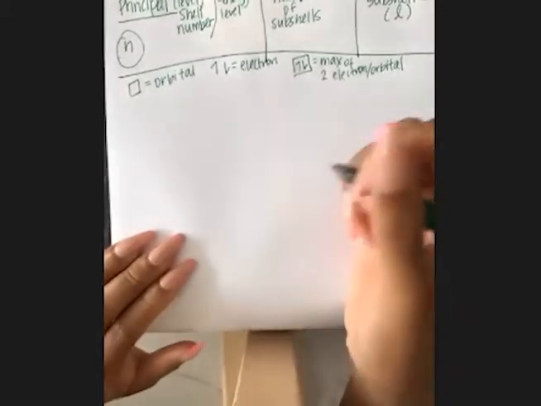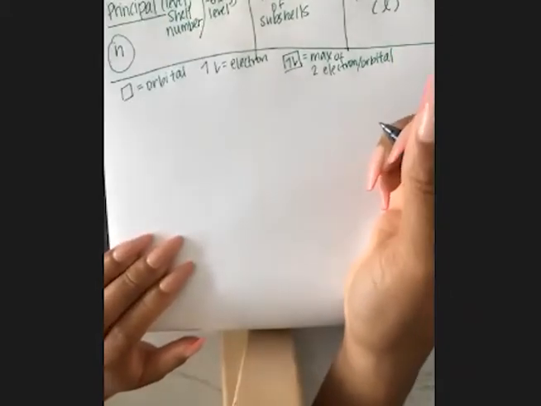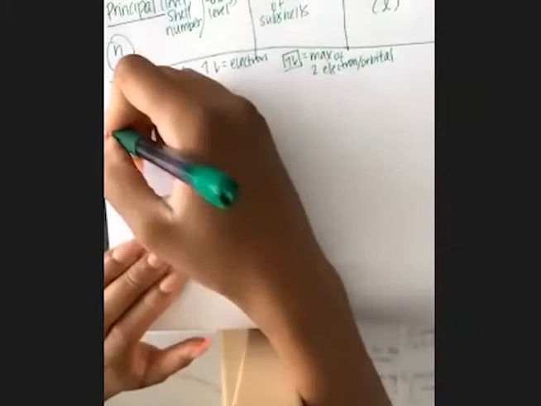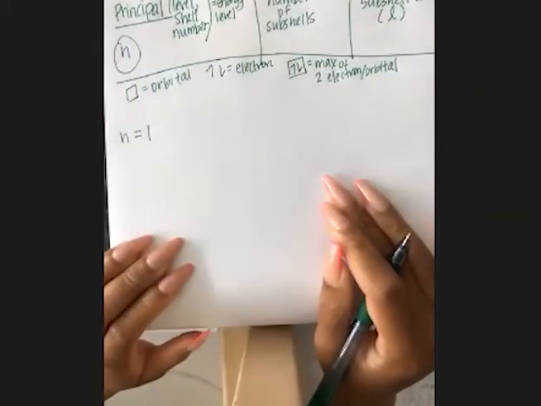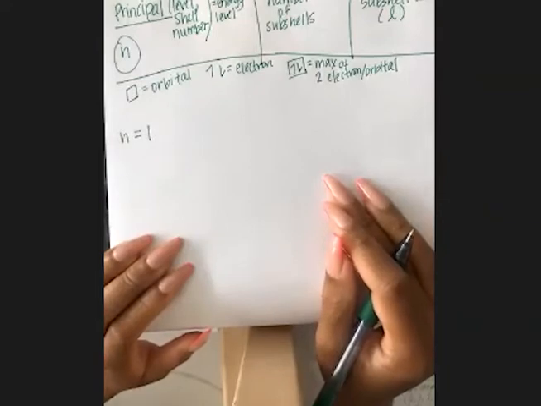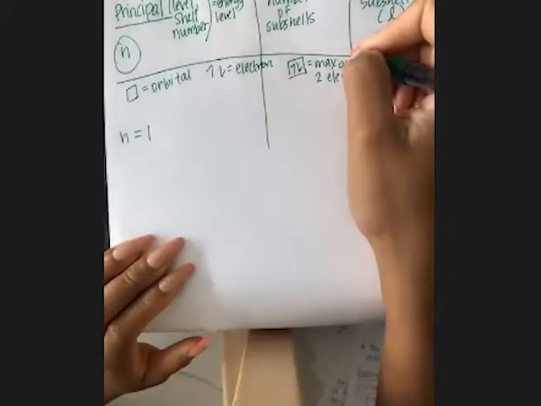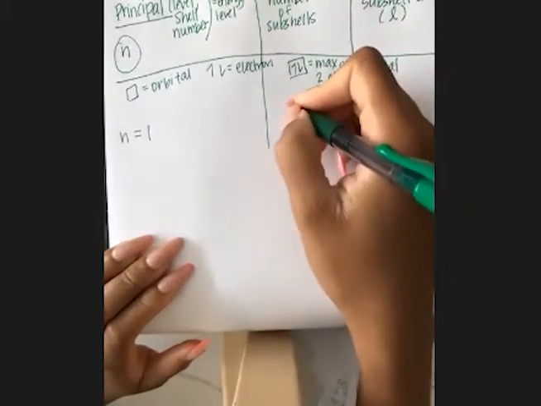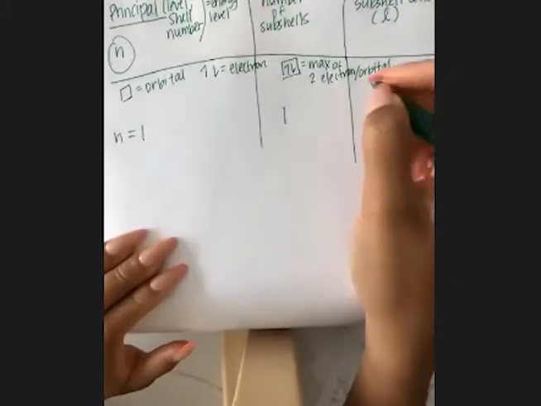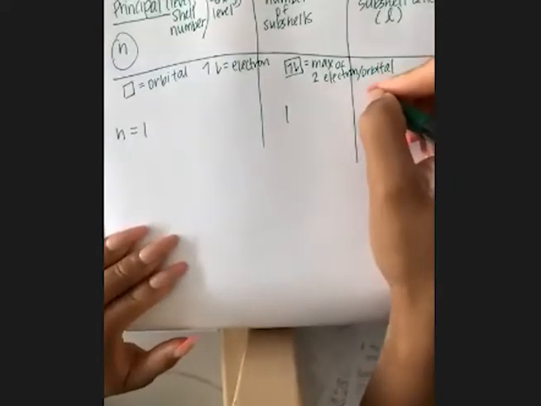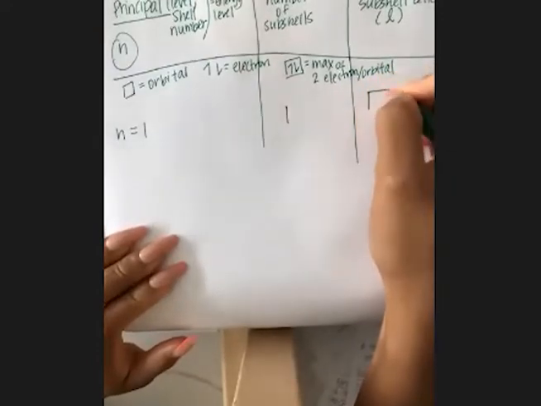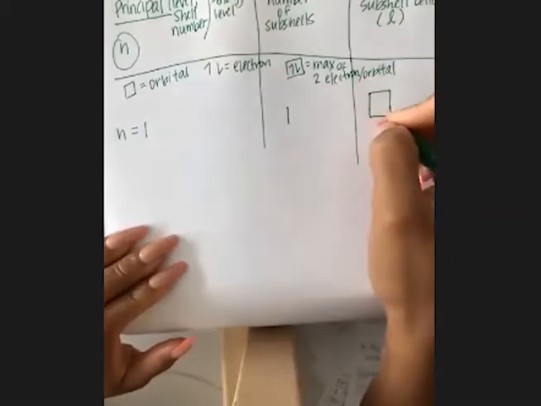All right, so if we start off with n equals 1, n equals 1 has 1 subshell in it. I'm not trying to confuse it. It has 1 subshell in it, and that 1 subshell has 1 orbital. And that orbital is called the 1s orbital.